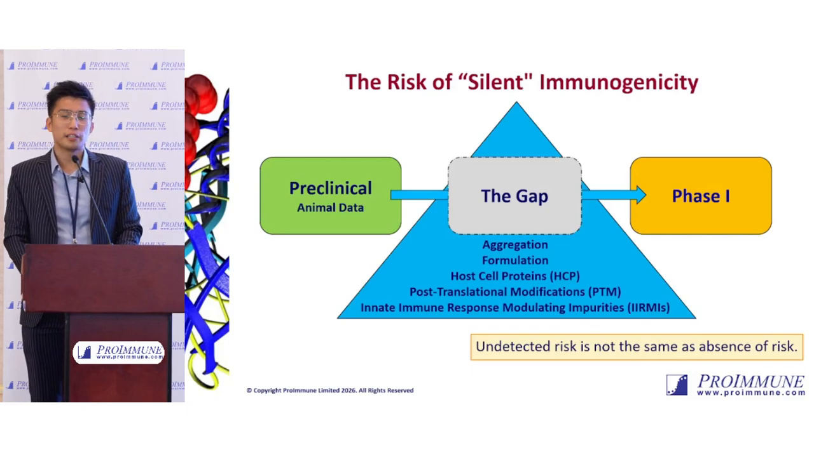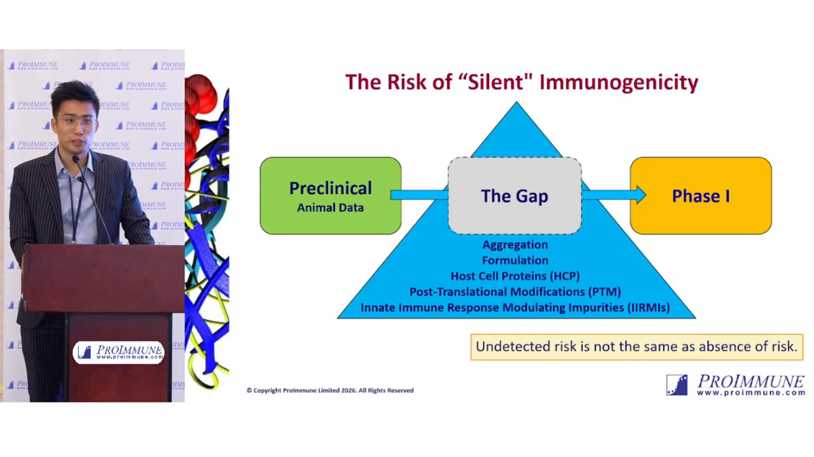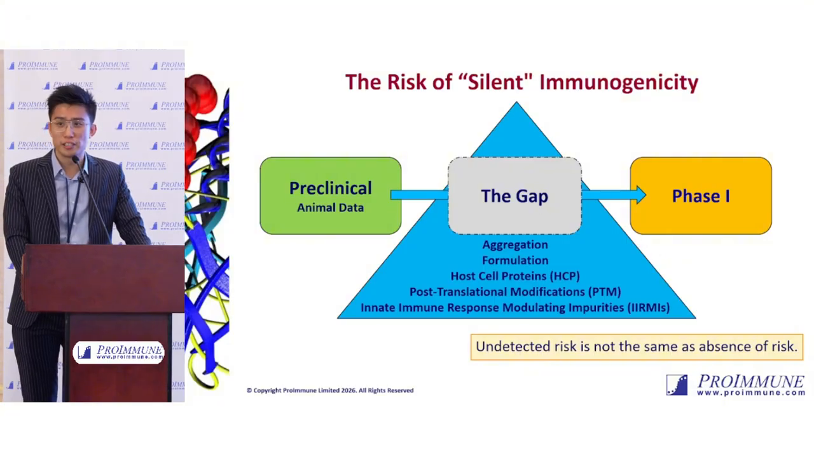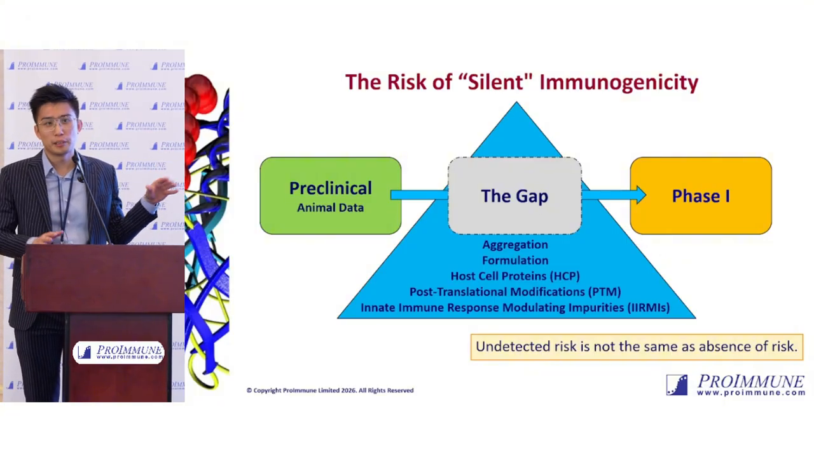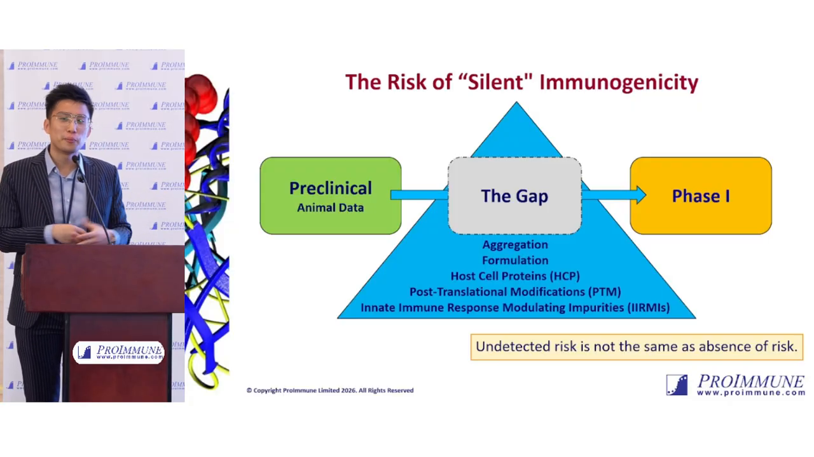So I think before I introduce the assay, it's important to address the elephant in the room, which is the why and when should one even consider performing such an innate immunogenicity assay. It comes down to the risk of silent immunogenicity, where many biotherapeutic developers use animal studies to inform them about what some of the immunogenic risks that the product carries are.